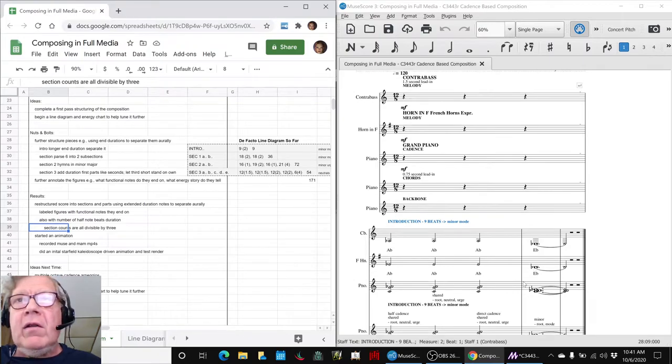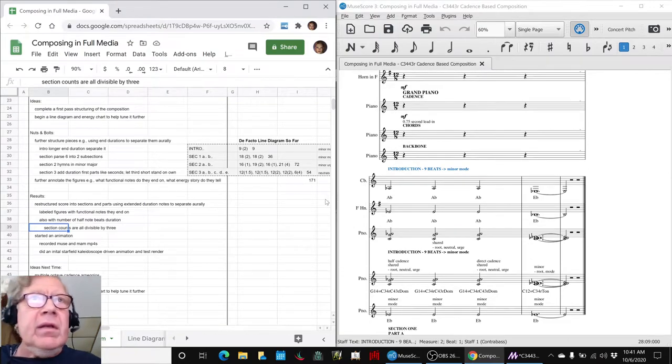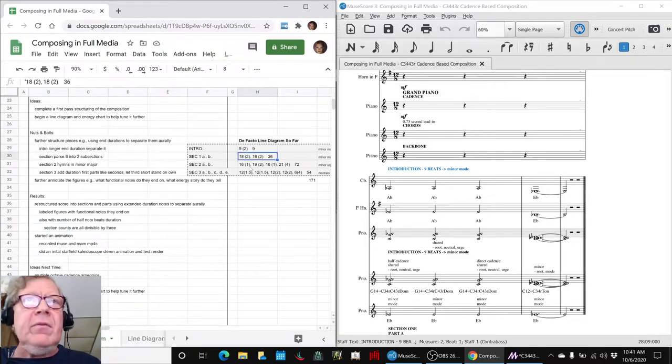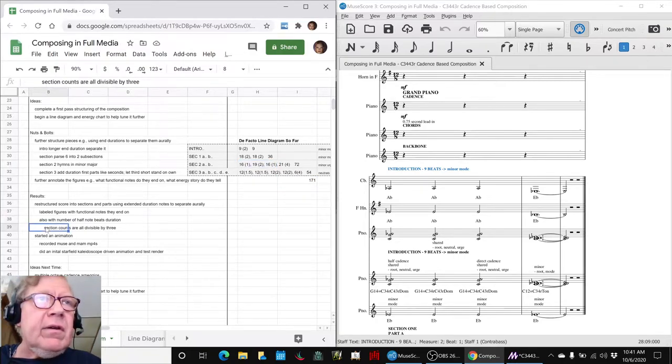We are now counting by the half note beat. In the last composition, we were counting by the 16th note beat. Now we're counting by the half note beat. And we basically confirmed that our sections are all divisible by 3. And we started an animation, which you just saw a part of.